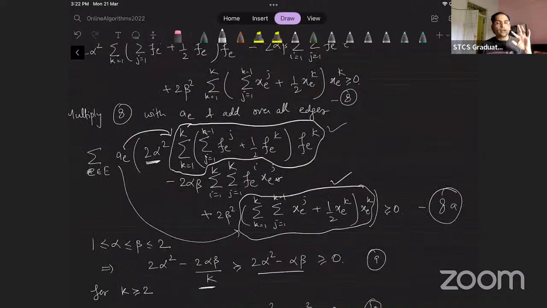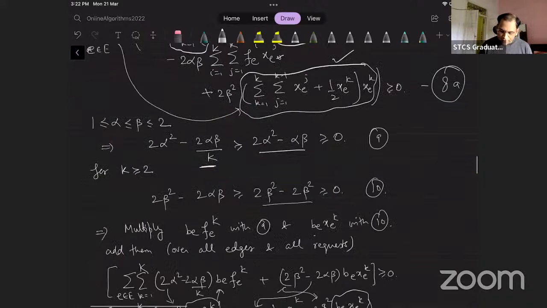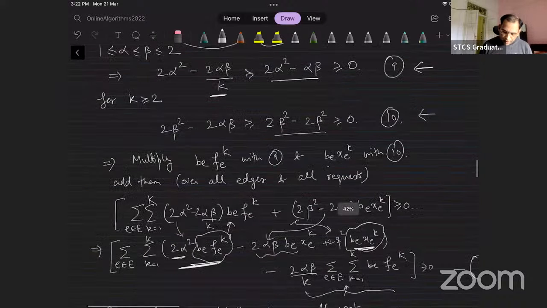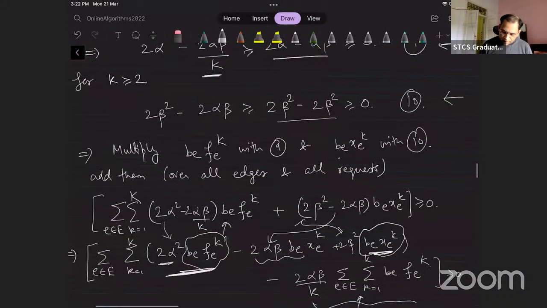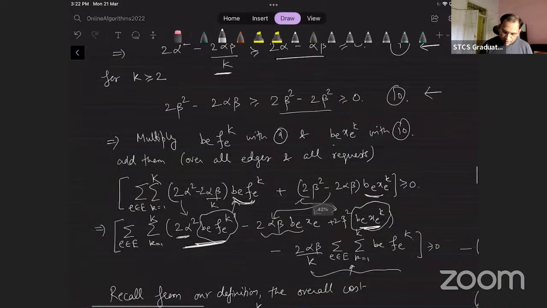The total cost of the algorithm had two parts. One was the cross terms or the square quadratic terms, another was the linear term. To take care of the linear terms, we had another two choices of these numbers where alpha and beta were between 1 and 2, so that these two were true, and we weighed them appropriately with the linear part of the cost function, BEFE and BEXE. And again, just rewriting, we got to 11.